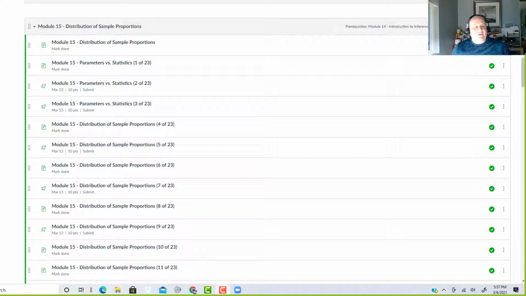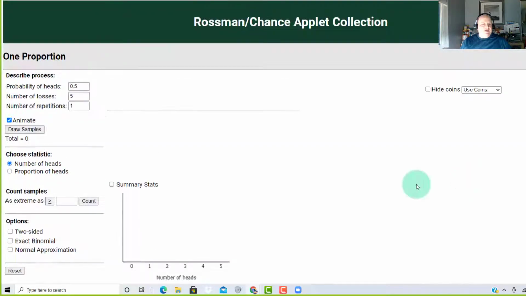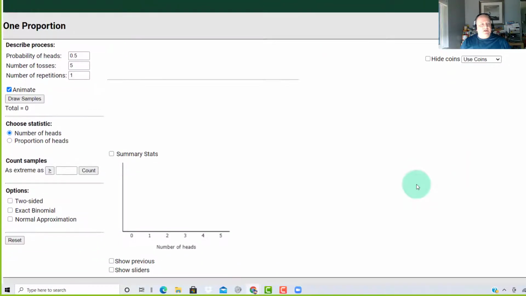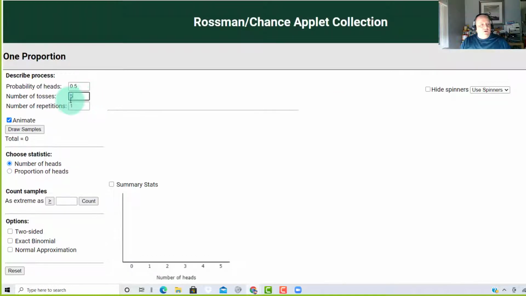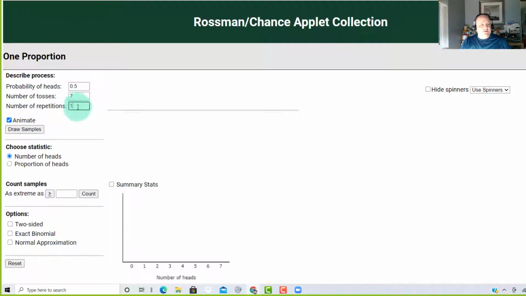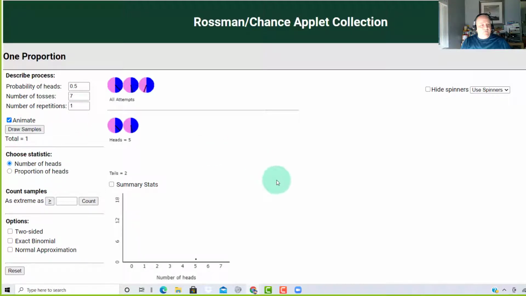All right, let's take a look at an example first off. I think it's good to do a little bit of simulation first. So this is an applet from Rossman Chance, and I'll put this as a link on the technology resource page. This allows you to do some proportions, and we can choose to use either coins or spinners. I'm going to go ahead and use spinners. We're going to do it 7 times to represent the 7 cards that we drew. I'm just going to do it once here to get a feel for it.